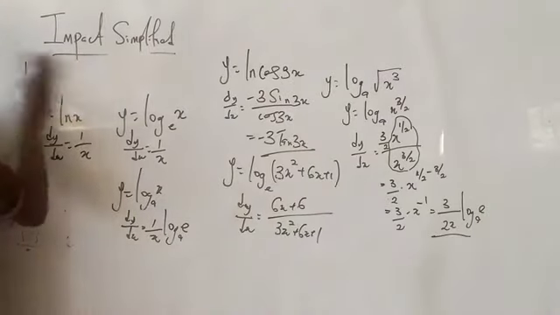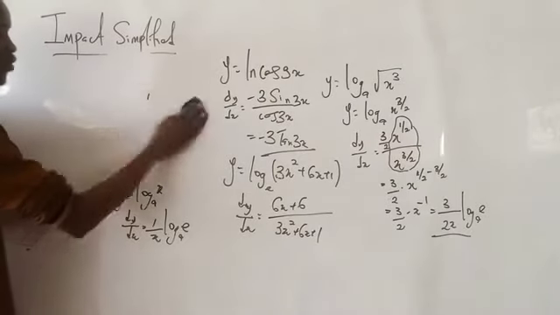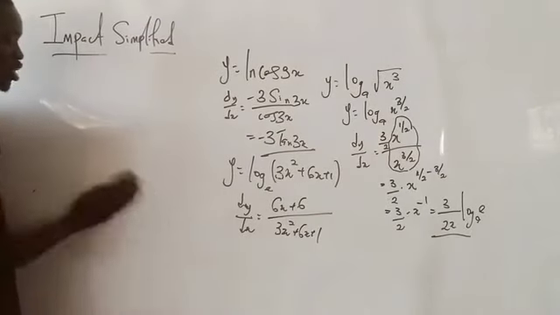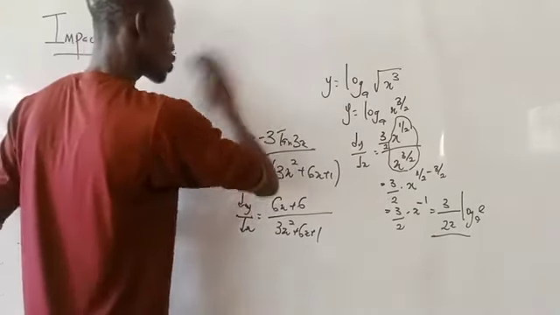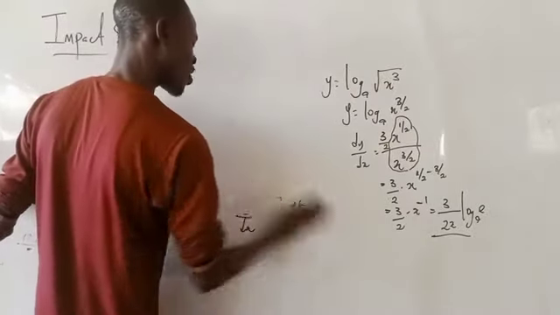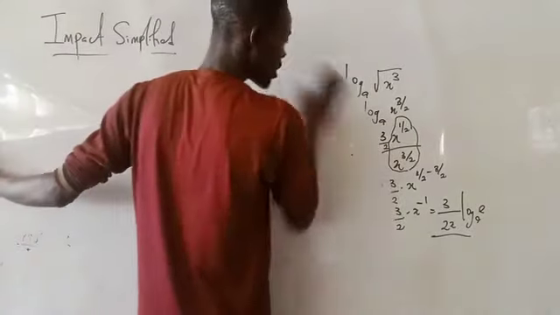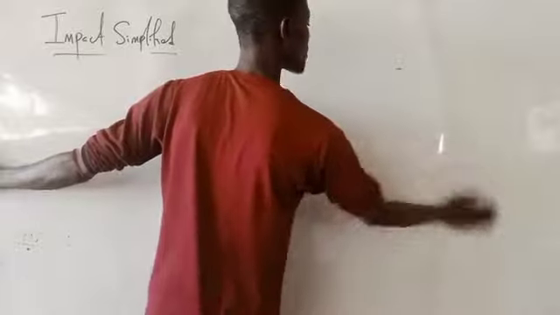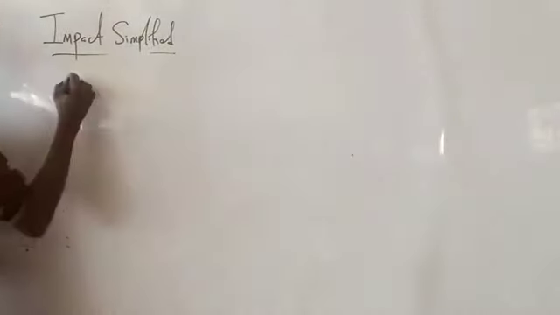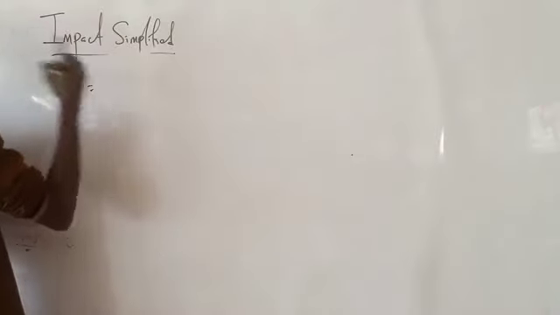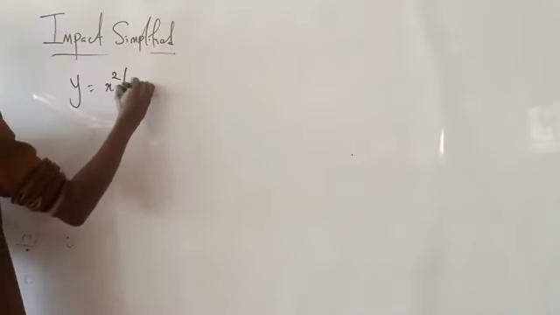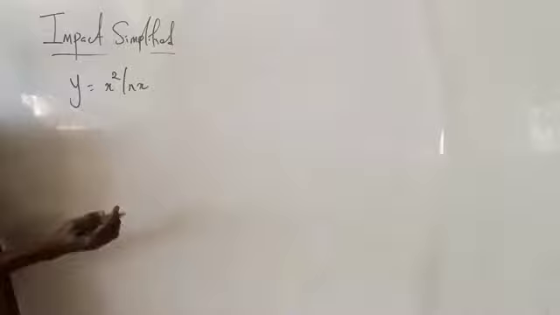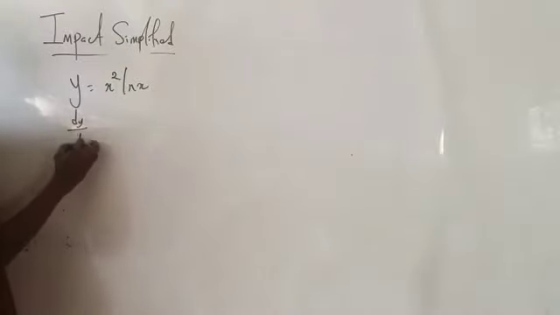Now we have looked at the reciprocal function, and we have looked at the logarithm function. So without wasting time, before we look at implicit function, let us just look at a question mixing a logarithm function with a product rule. For instance, we have y is equal to x squared ln x. They are asking us to differentiate it. It's simple. So how do we differentiate?